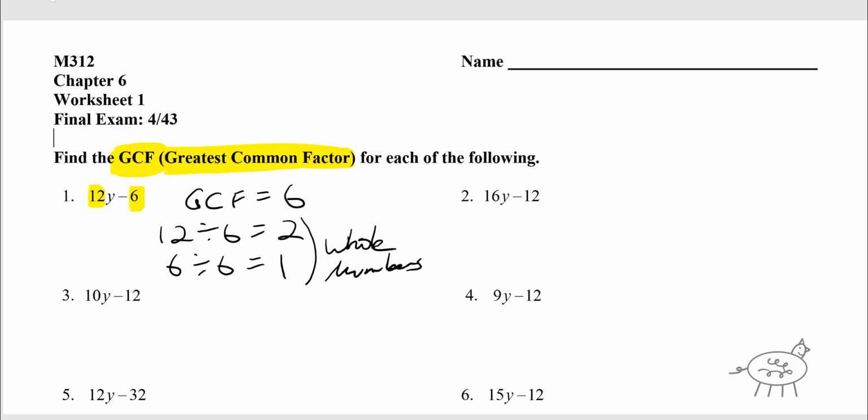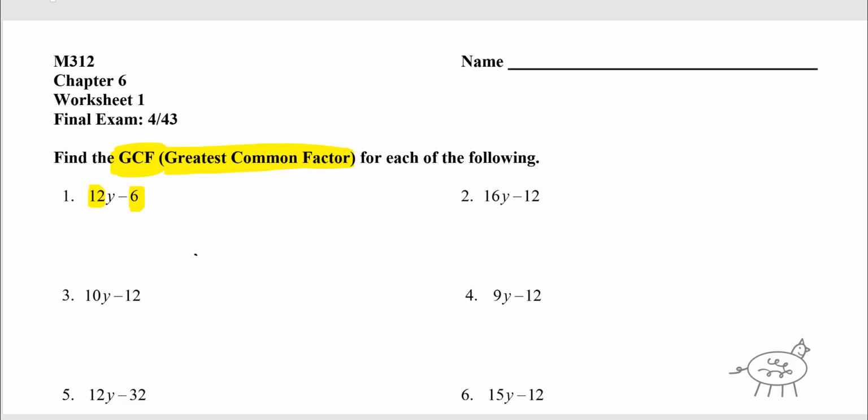Now I'm going to erase this really quickly, and let's say you got the wrong answer. Let's say you thought the GCF was 2. You always look for the largest one. Now 2 does work. Instead of the divided by sign, I'm going to put a 2 underneath. 12 divided by 2 is 6, and 6 divided by 2 is 3. But then you recognize 3 goes into those as well.